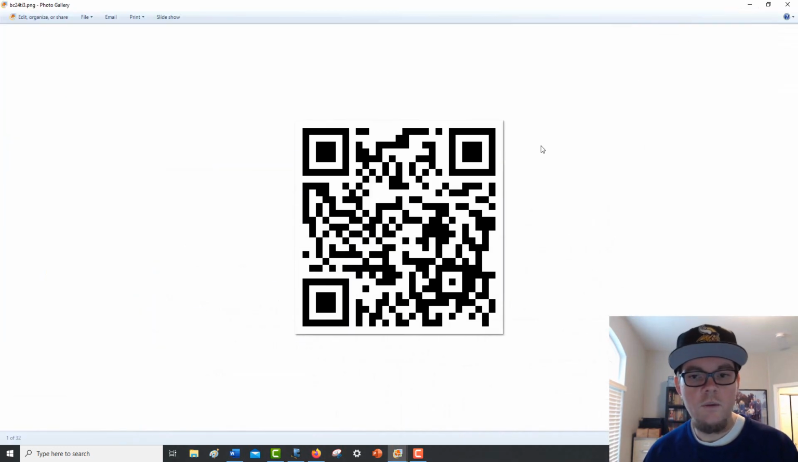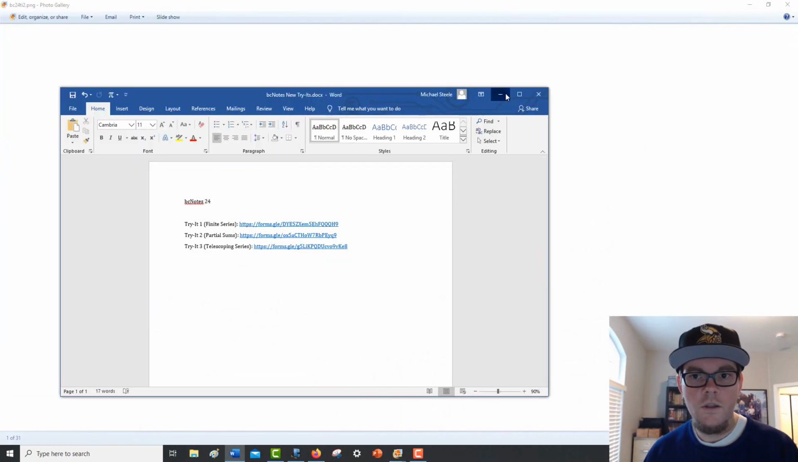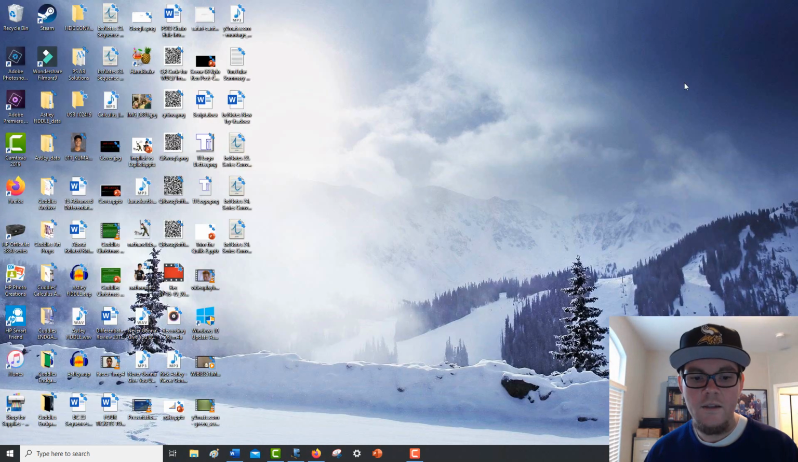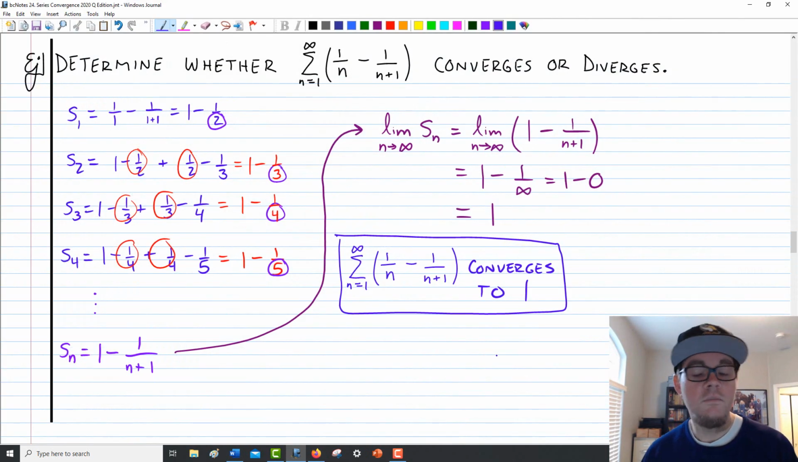So in other words, it looks like we've, oops, don't need another QR code, don't need those, don't need that. Jeez, there it is. Looks like we are in fact converging to 1.